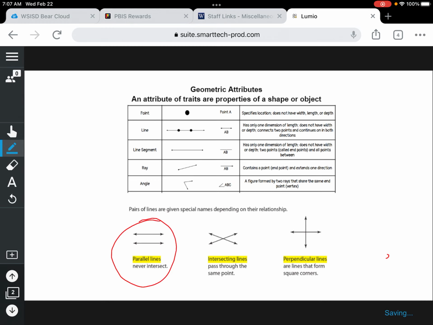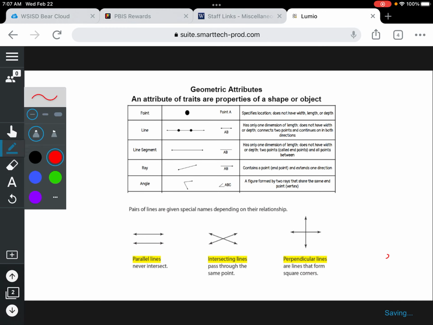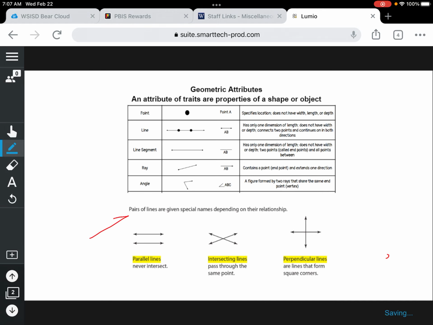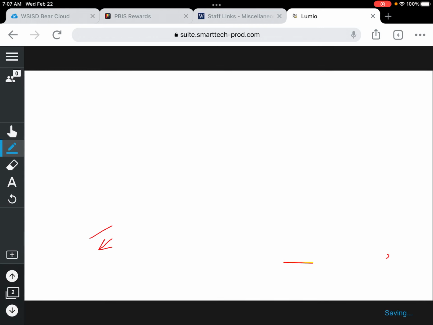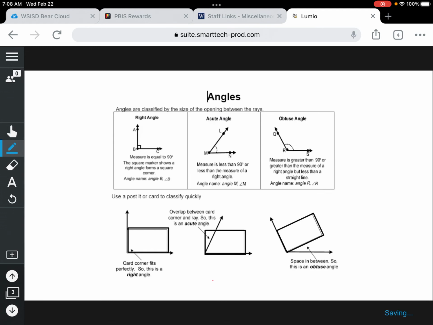If they are parallel, it means they never meet. They go on and on and on. Or we're talking about intersecting lines. They have a point in common, or they are perpendicular lines, lines that create square corners. So again, parallel lines are lines that never meet, like the sides of a highway. Intersecting and perpendicular lines will have a point in common, and they will create angles or corners inside. The perpendicular lines are very important to us because they will create square corners.